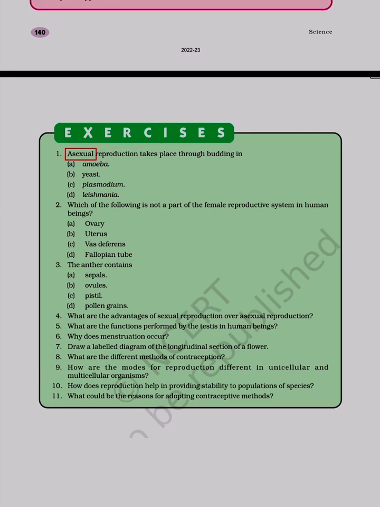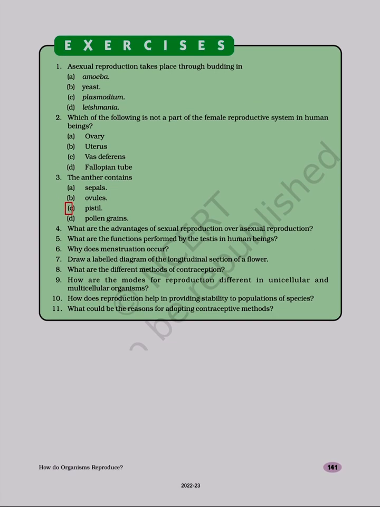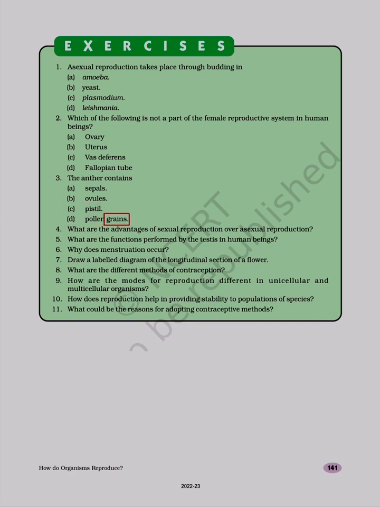Exercises. 1. Asexual reproduction takes place through budding in A. amoeba, B. yeast, C. plasmodium, D. leishmania. 2. Which of the following is not a part of the female reproductive system in human beings? A. Ovary, B. uterus, C. vas deferens, D. fallopian tube. 3. The anther contains A. sepals, B. ovules, C. pistil, D. pollen grains.